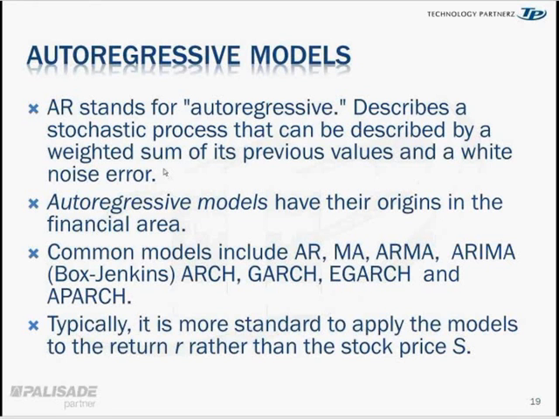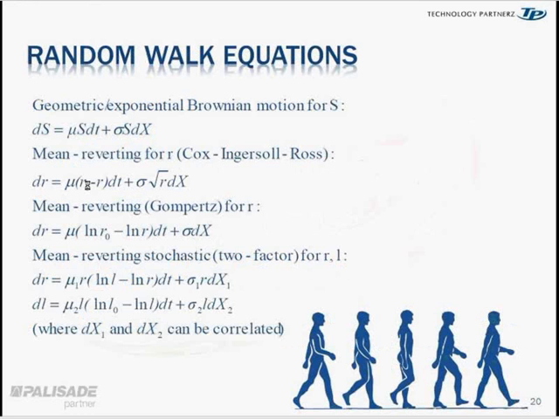Some of the models we're familiar with, we've actually talked about. You have the autoregressive models and moving average models. Then you can combine them: autoregressive moving average, and autoregressive integrated moving average, which is what Box-Jenkins came up with. Then you have ARCH, GARCH, EGARCH, and APARCH. Those are heteroscedastic models, again just a fancy word to talk about stochastic. And again, these models apply to the returns.